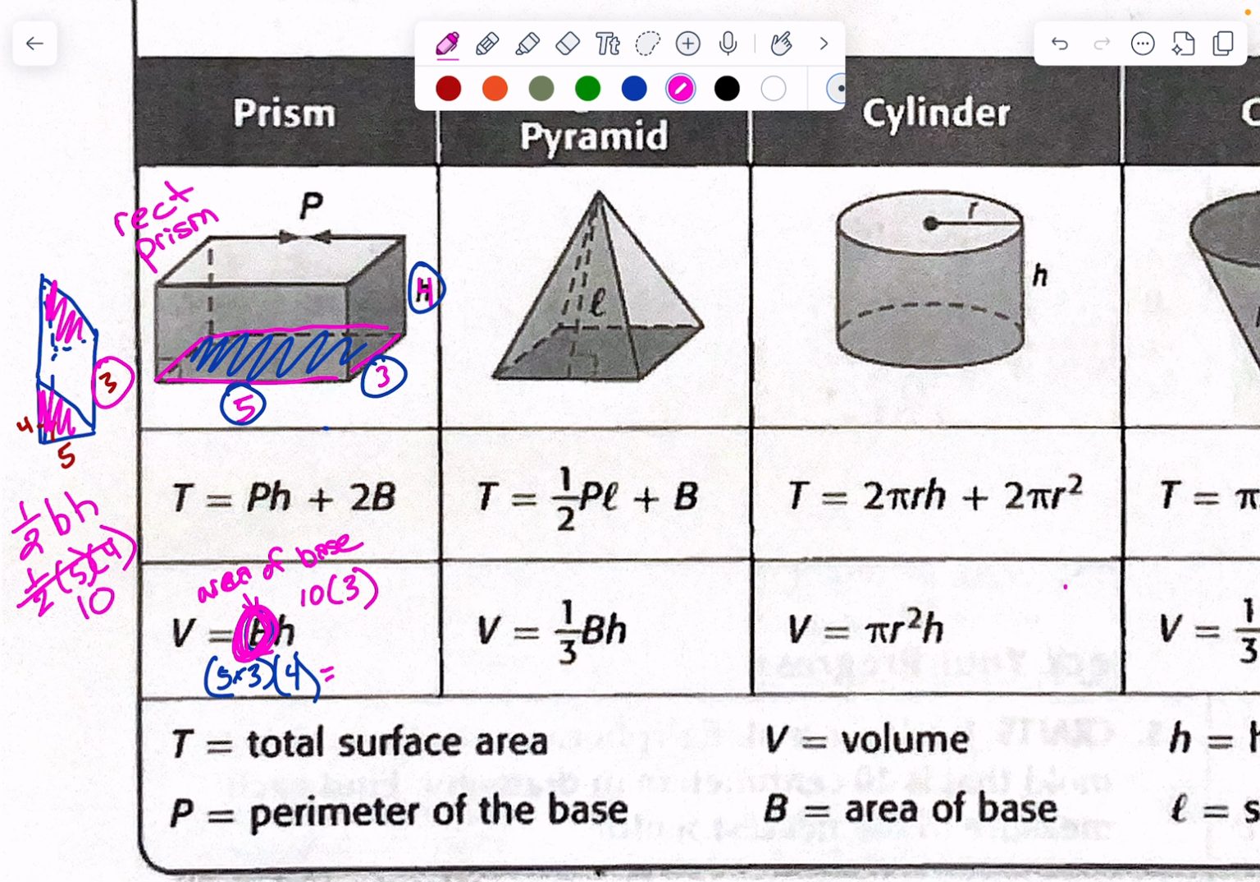For this one, the volume: 5 by 3 is 15, times 4 is 60. So that is 60, and the units are cubed. Every volume is in cubic units.